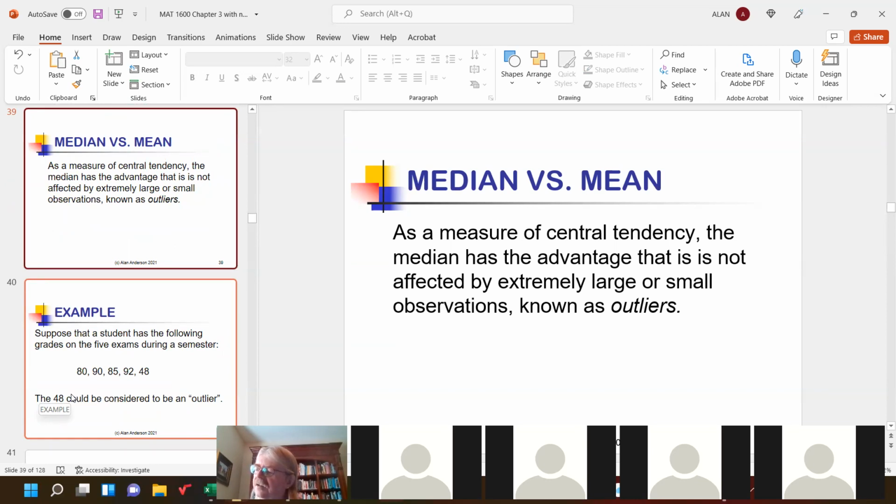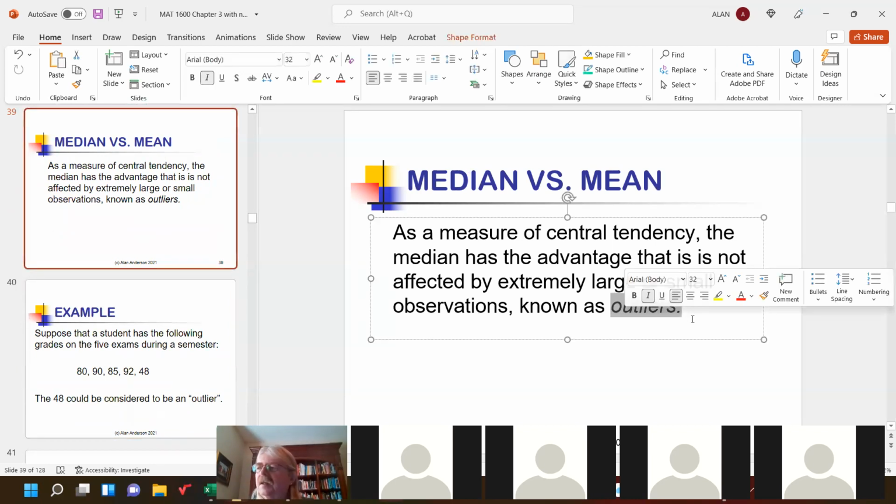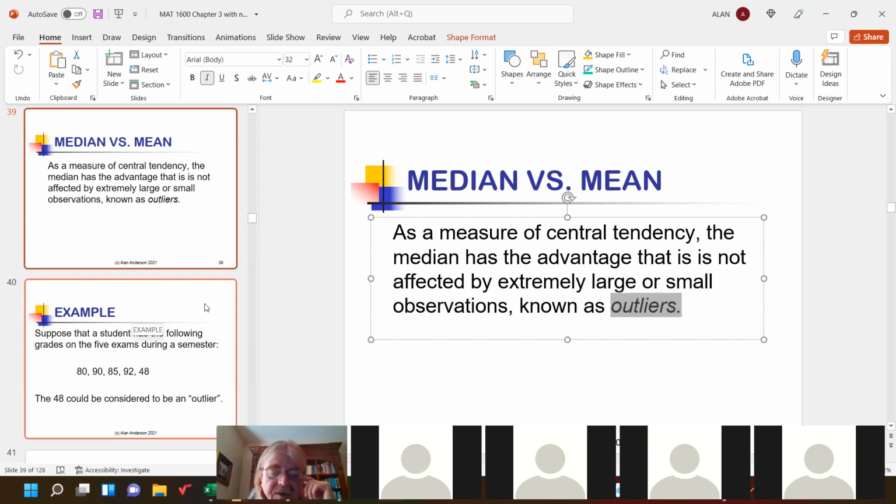It comes down to this notion of something called an outlier. Now, what exactly is an outlier? Well, within any data set, sample, or population, we may occasionally find a value that is dramatically higher or lower than the other values in our data set. Okay, so here's a quick example of this.